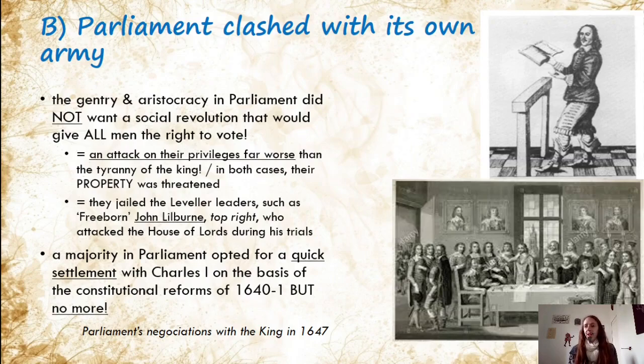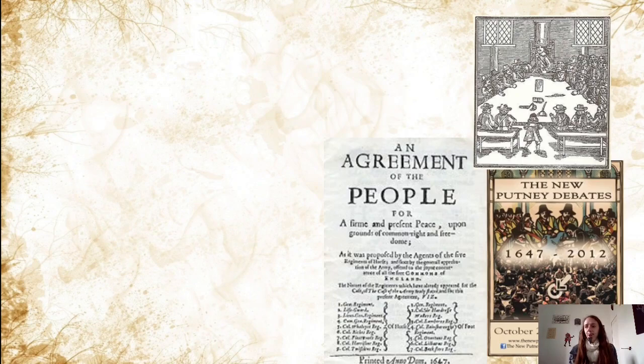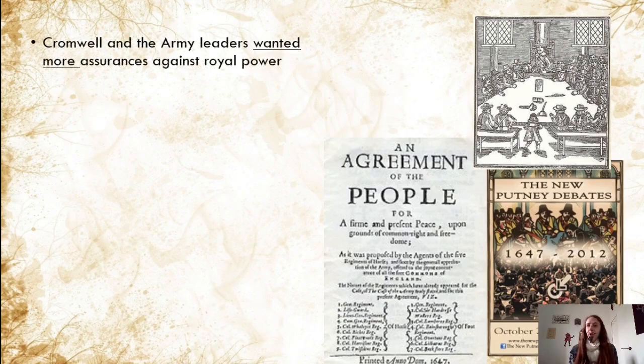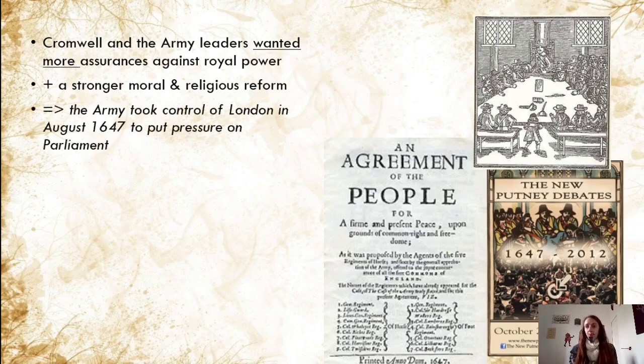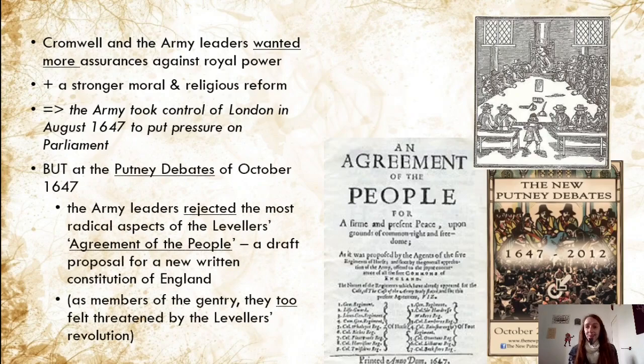So a very tense situation, basically. Cromwell and the army leaders wanted more assurances against royal power. They wanted more than the constitutional reforms from 1640-41. And they wanted a stronger religious reform. So the army took control of London in August 1647 to put pressure on Parliament.